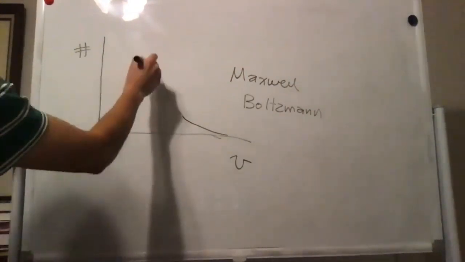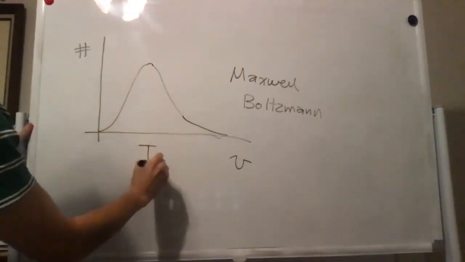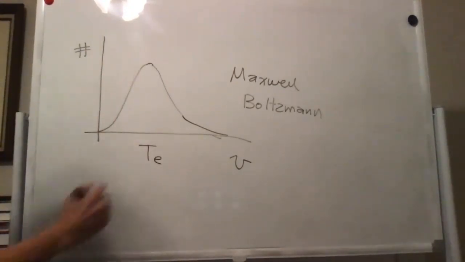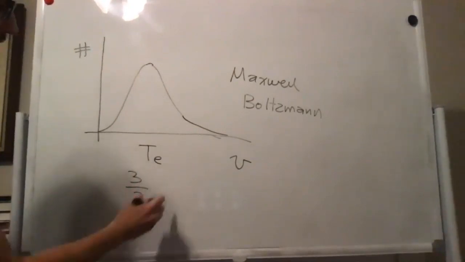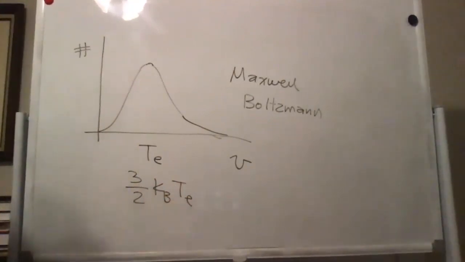So the electrons are going to have an effective temperature T_E, something that we also have in metals. The electronic temperature can be different than the ionic temperature. That means that the mean energy of the electrons is going to be 3/2 k_B T_E.